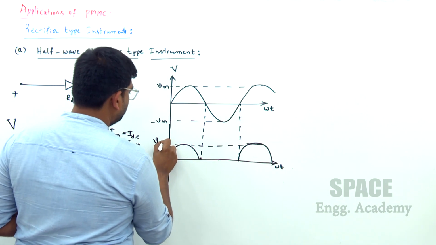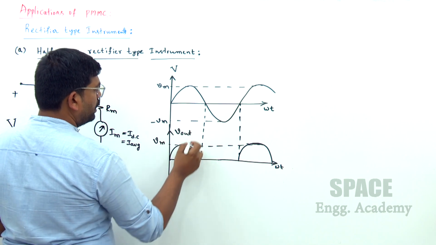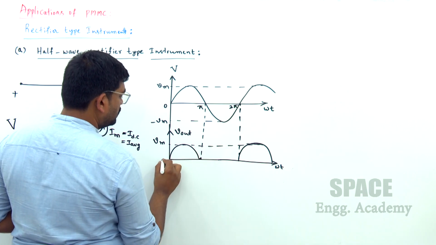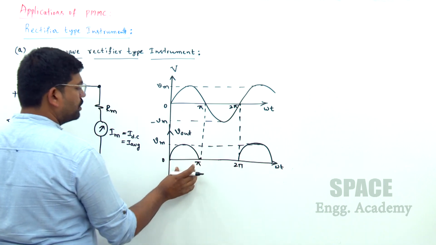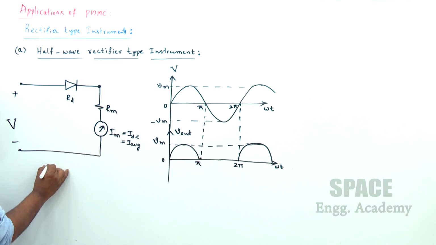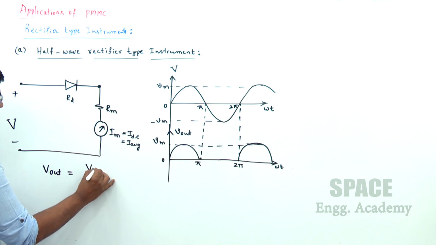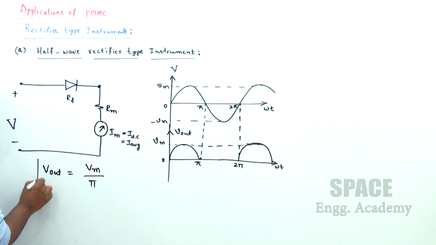This is Vm, this is V out, right? 0, pi, 2 pi, like this. So the half wave rectifier output means it is present only in half cycle. So what is the average output? V out is nothing but Vm by pi, right?